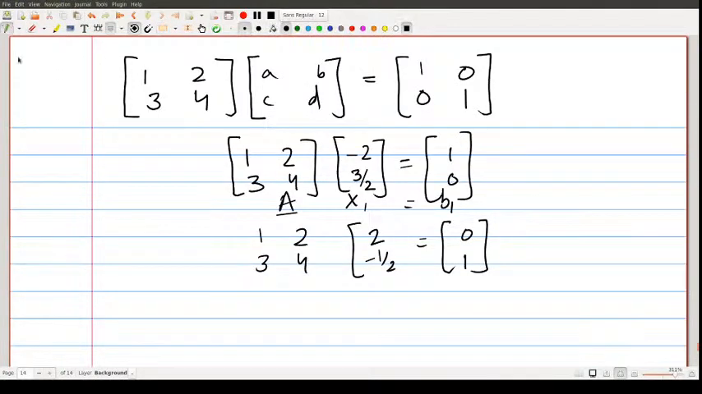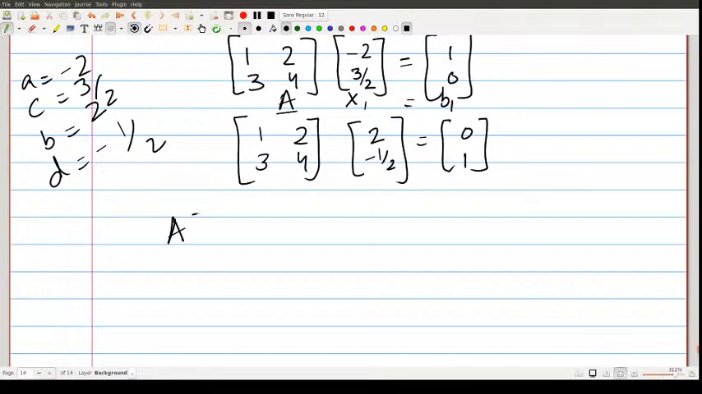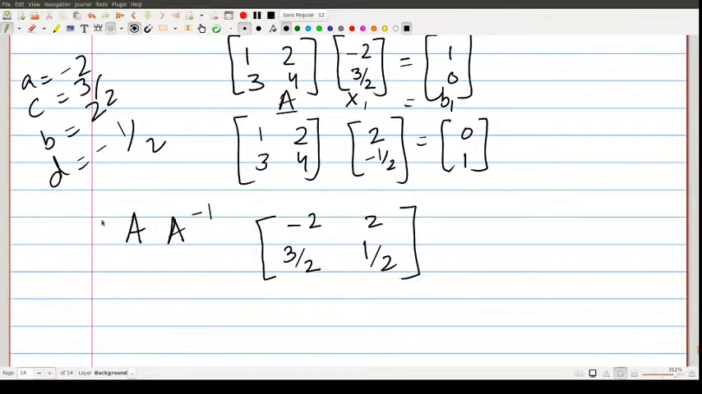And let's just write this down. So 1, 2. So what does this tell me? This tells me that A equals minus 2, because this was the first system that we were solving. C equals 3 upon 2. B equals 2 and D equals minus half, which means A inverse is actually the matrix minus 2, 3 upon 2 and 2, right? And you can check that when you multiply A with A inverse, you will get the identity matrix.